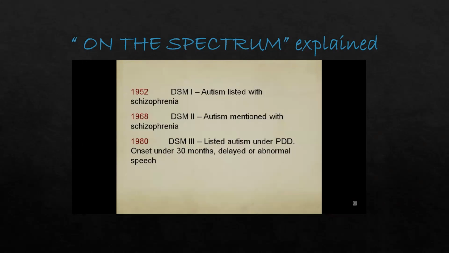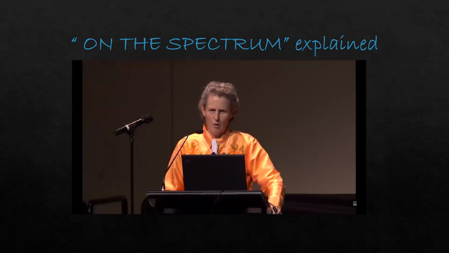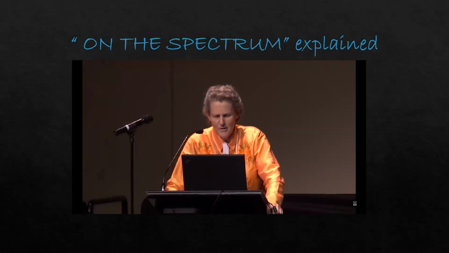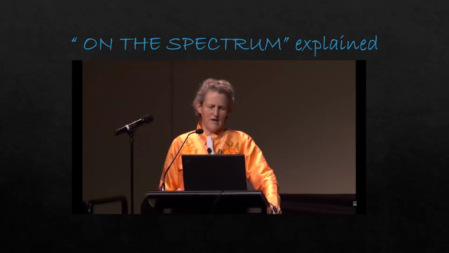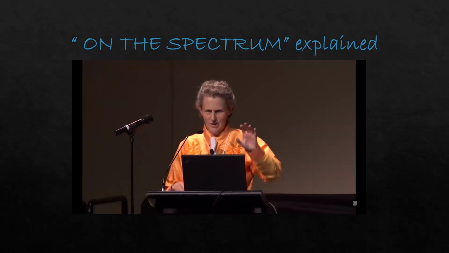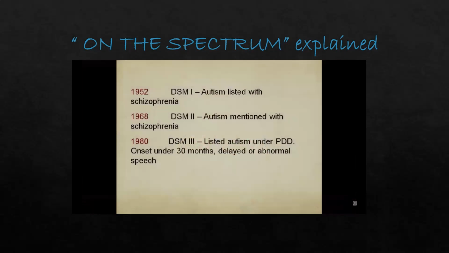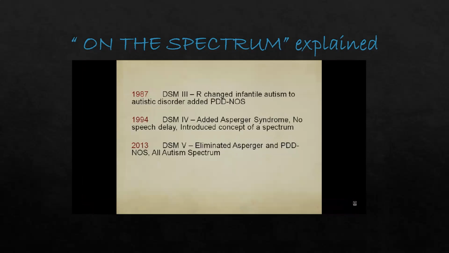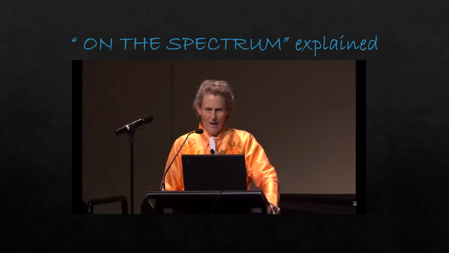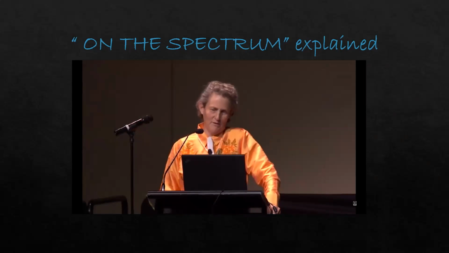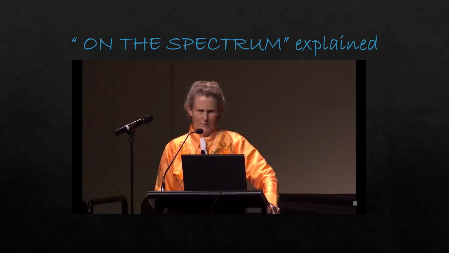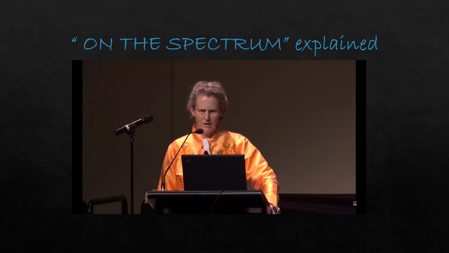You see, the problem is these labels are half science and the other half is doctors squabbling around conference room tables. And 1968, they just mentioned autism. It just sort of barely got mentioned. And then in 1980, they finally came up with a definite diagnosis where you had to have speech delay and other, obviously, autistic behaviors. In 1987, they added PDD-NOS, pervasive developmental disorder not otherwise specified. Well, what is that?